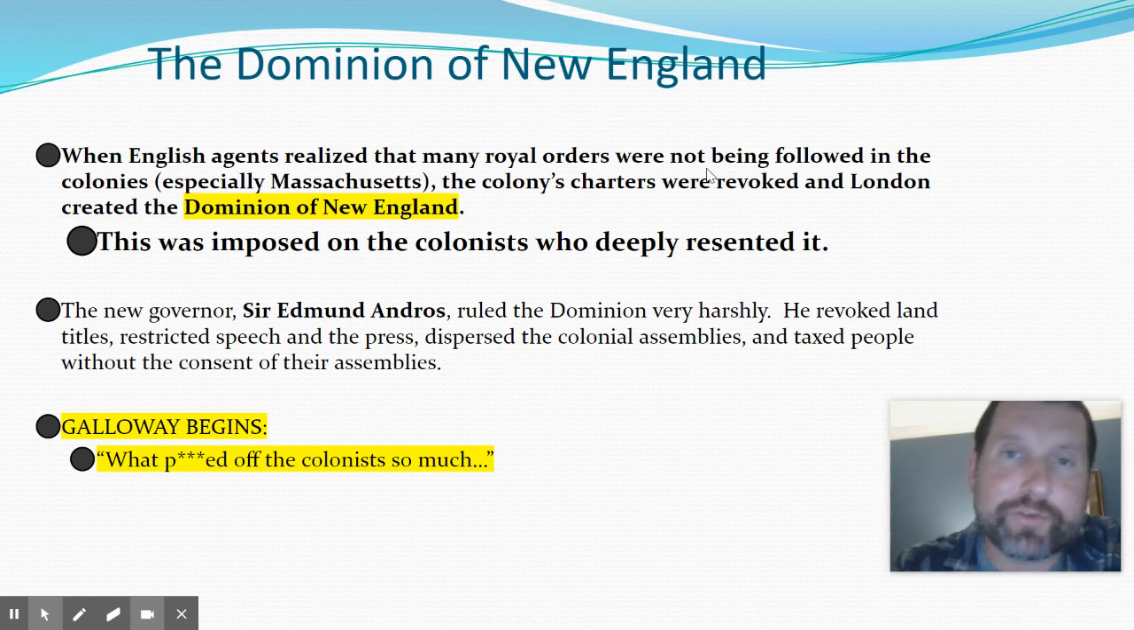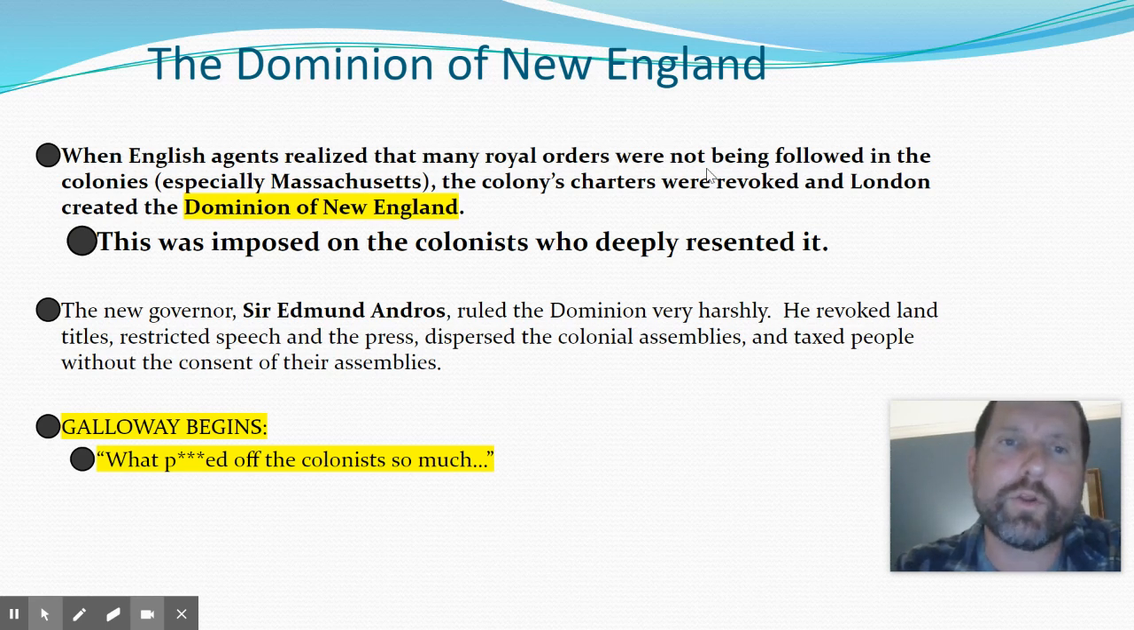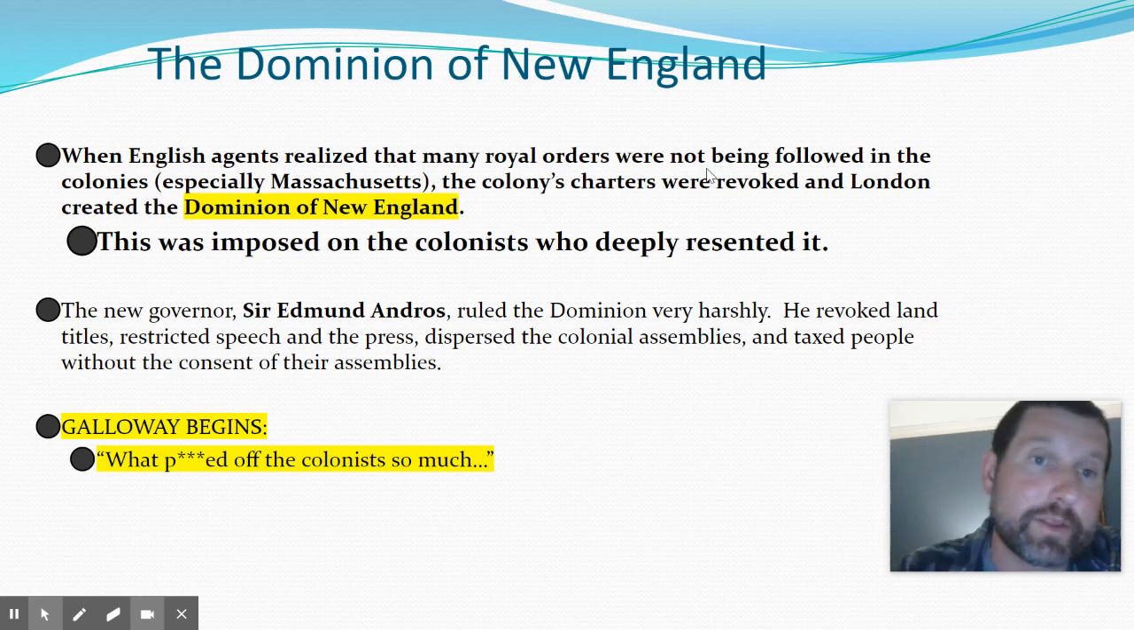In response, and you'll see a pattern here, the English eventually realized that, hey, the New England colonies, Massachusetts Bay, Rhode Island, are not following royal orders, especially, mind you, and this will repeat itself again, Massachusetts. So the colonies' charters are revoked by the throne, and London creates the Dominion of New England. And the colonists in New England are absolutely beside themselves. They are not pleased. That's also going to become a common theme.